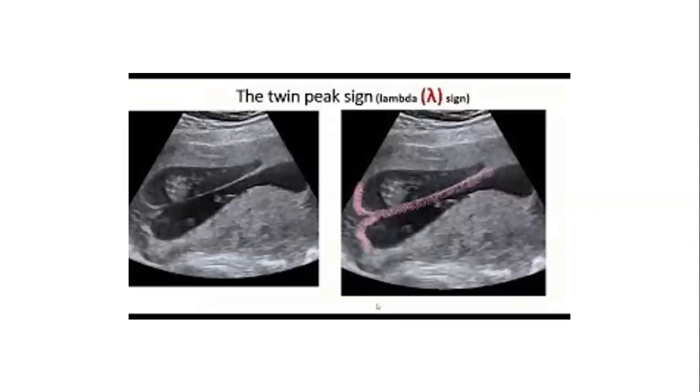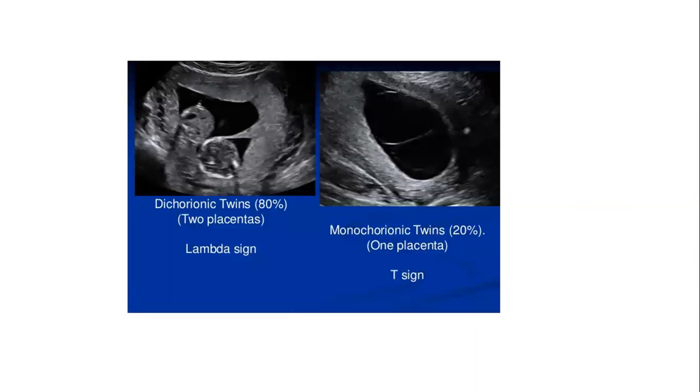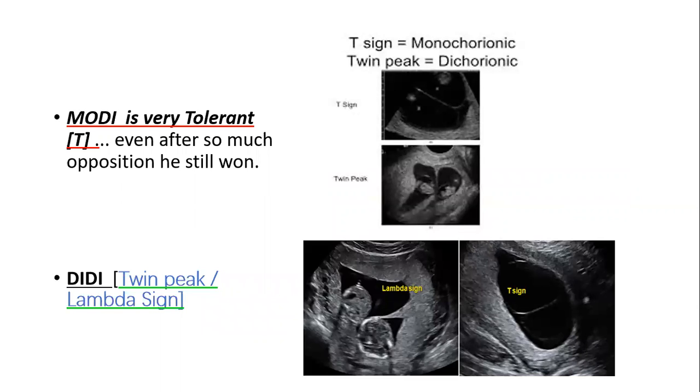So see once again, twin peak and lambda sign are the same names. You have to remember that twin peak and lambda sign are the same thing which are seen in Didi, whereas Modi shows T sign, right? Now the mnemonic is, you can see once again the image here. T sign is seen in monochorionic, twin peak is dichorionic.